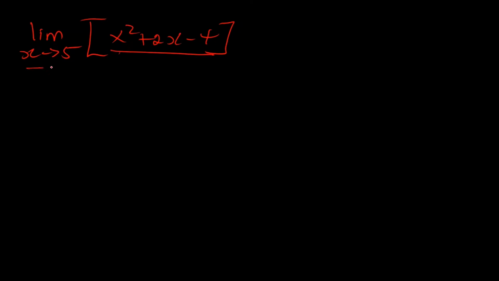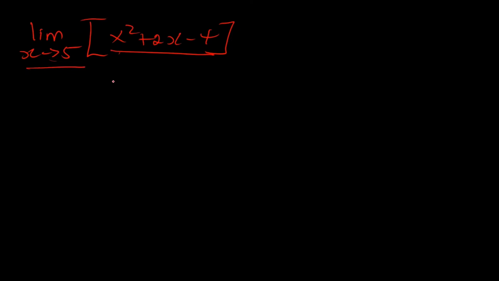Limit as x approaches 5 of the function x squared plus 2x minus 4. When you have a question like this, it is rather simple. All you have to do is to evaluate the input. So this is the function, and this is the input. What will this function become when this input approaches 5? When you have a question like this, all you have to do is direct substitution.